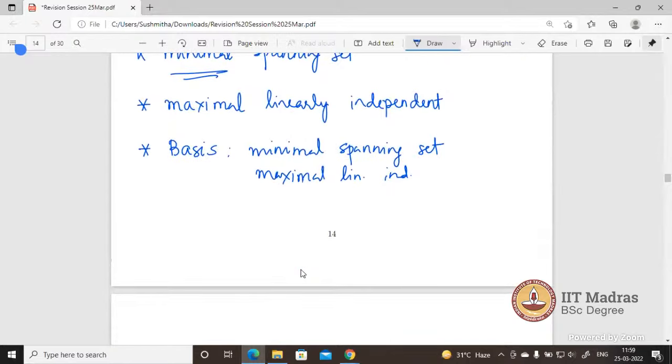Okay, so what the question was, what is a minimal spanning set? Okay, so let's take R3. Let's take the subspace, the set of all x, y, z such that x plus y is equal to 0.